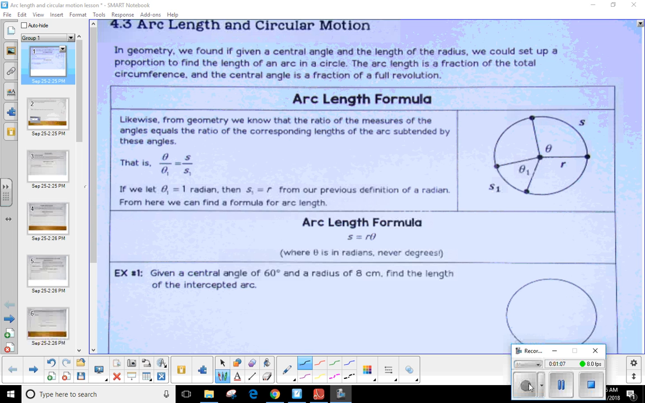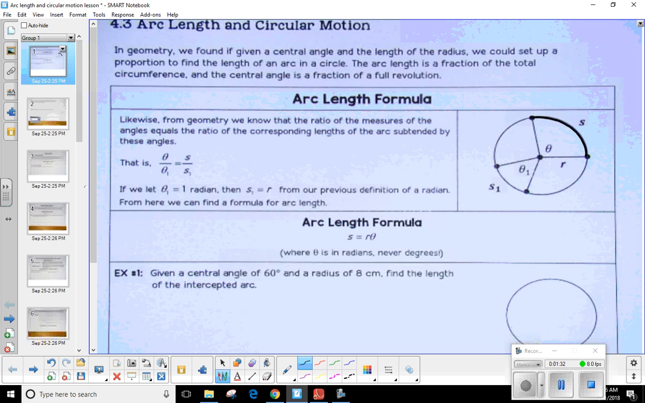So in geometry, we found if given a central angle and the length of a radius, we could set up a proportion to find the length of an arc in a circle. The arc length is a fraction of the total circumference, and the central angle is a fraction of a full rotation. So if we're looking at any 2 points on a circle, the distance between them, that's what we're referring to as arc length. Okay? And here we're going to talk about that as being S.